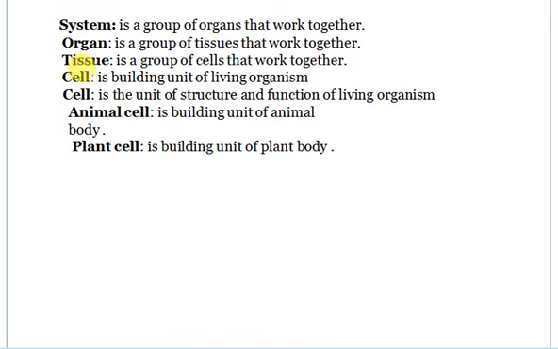There are two types of cells: animal cell and plant cell. Animal cell is the building unit of animal body. Plant cell is the building unit of plant body.